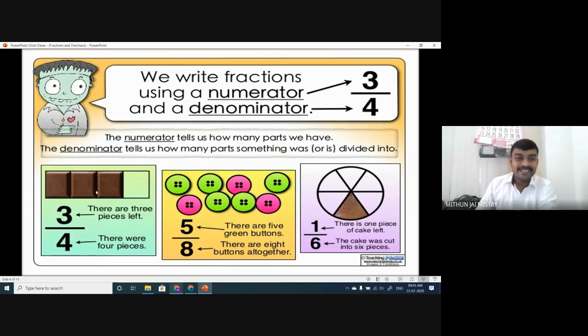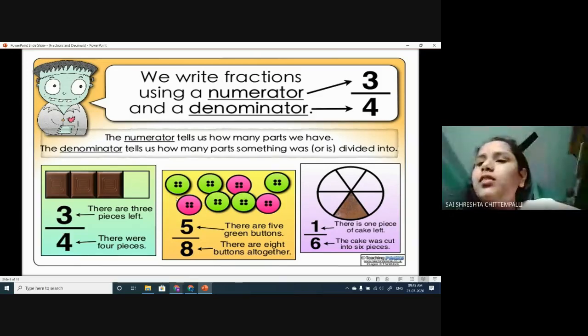So here, among the four parts, 1 part is missing. So how many parts are left? Only 3 parts are left. It is 3 by 4. So if somebody asks you how many parts of the chocolate are eaten, 1 part is eaten. That is 1 by 4 eaten. Now how many parts are remaining? 3 by 4 are remaining.